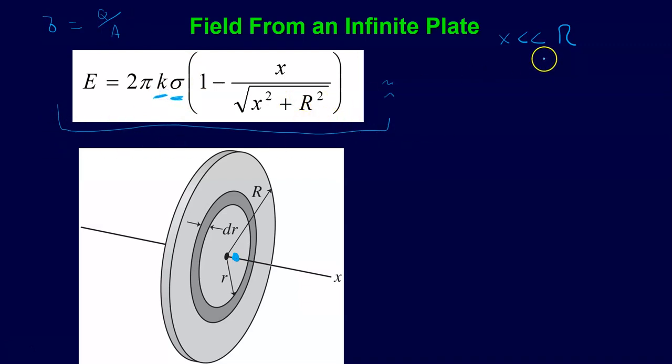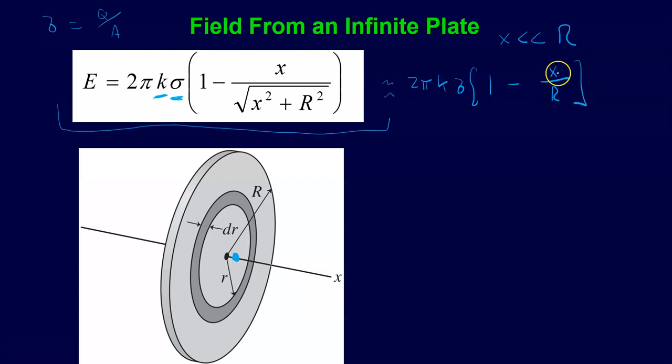And so if I look at this, if I'm really, really super close to that disk, x is much, much less than r, then the equation I get would be, okay, the 2 pi, the k, and the sigma aren't affected by getting closer. But this stuff inside here is, and I have 1 minus, and so I get x over, now here, if x is super, super small compared to r, then I'm just going to end up with x over r. Again, this is approximate.